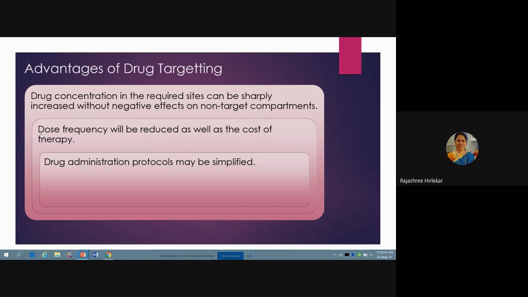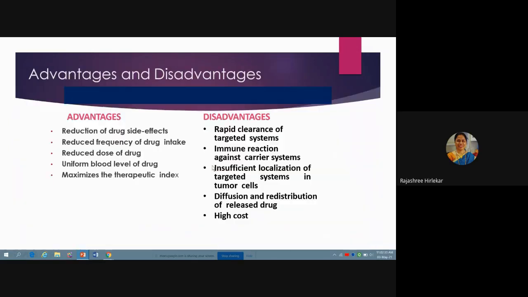Another thing is that you are decreasing the concentration of the drug, because the drug is going to go only to the target and not to the other sites present in the body. And therefore, the amount of the drug is reduced, and the frequency of the administration of the drug is reduced. So that is going to reduce the cost of the therapy, right? Then the drug administration protocols may be simplified because of the reduction in the frequency of the dosage form.